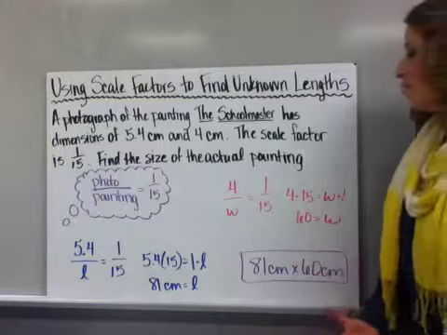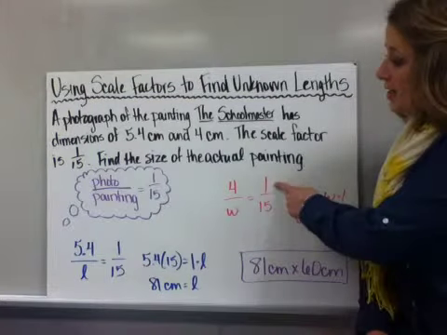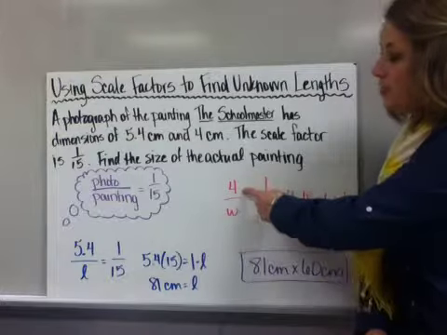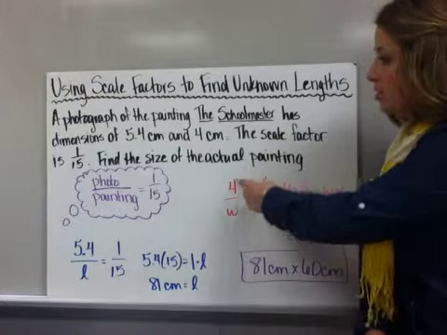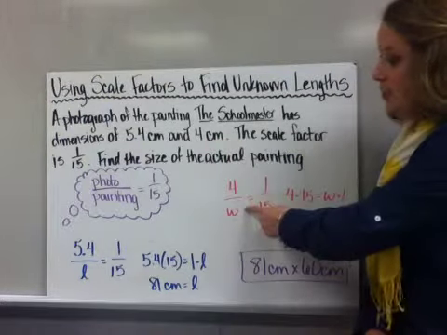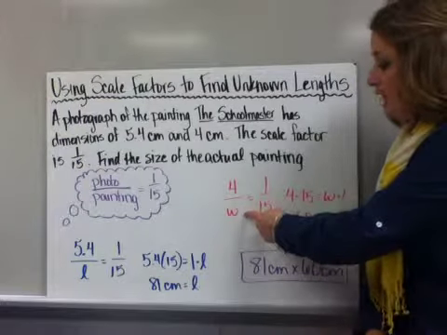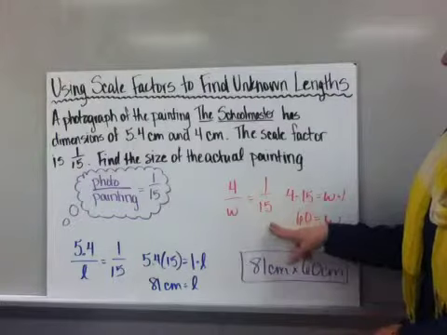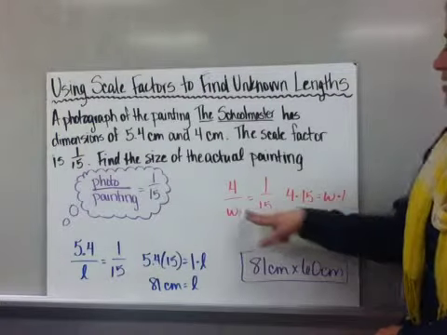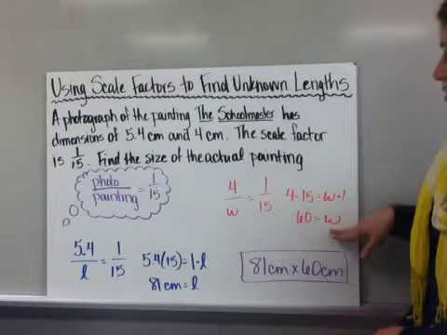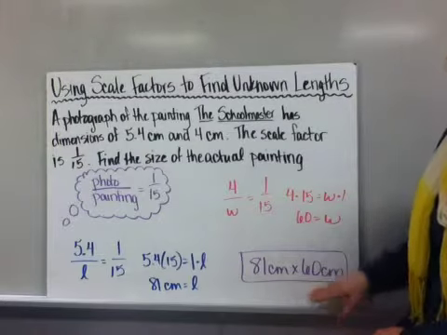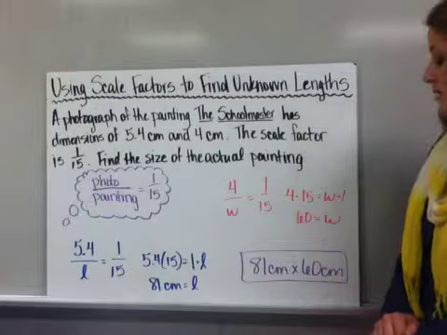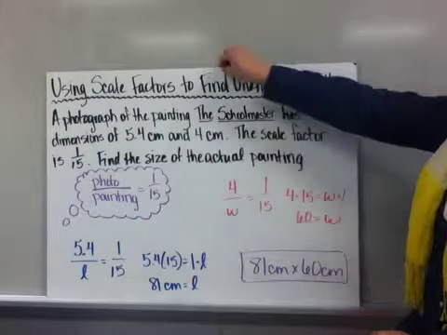I did the same thing for the width. 1 is the dimension of the photo, 15 is the dimension of the painting, 4 centimeters is the width of the picture, and W is representing what we don't know, the actual width of the painting. Cross multiply, 4 times 15 is 60, W times 1 is W, so the width is 60. Put that together, the dimensions of the actual painting were 81 centimeters by 60 centimeters.